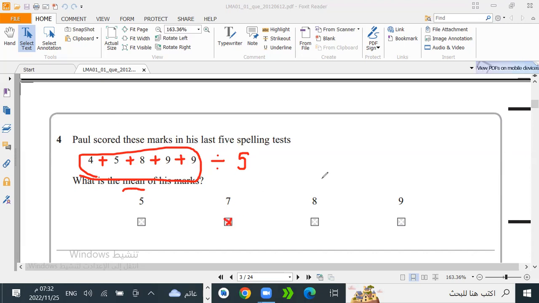So mean means you add the data together and divide it by its number. Easy? Good. Let's move on to the next question. Question 5.